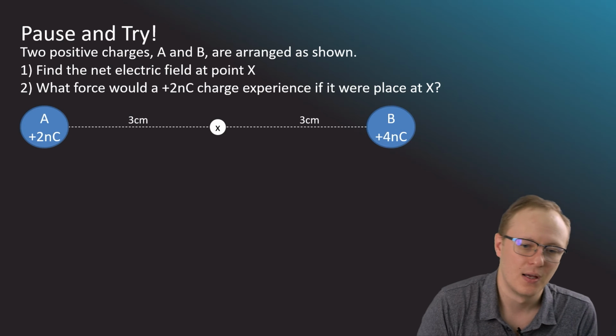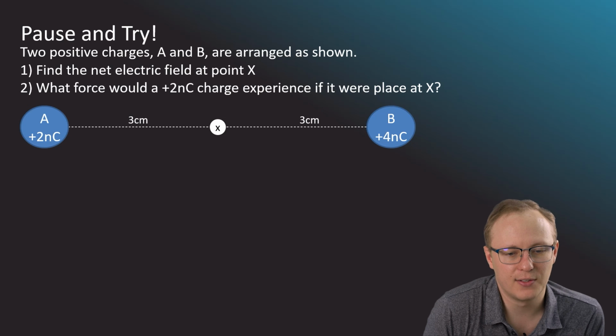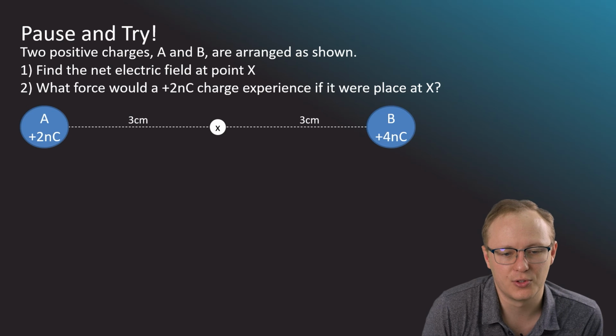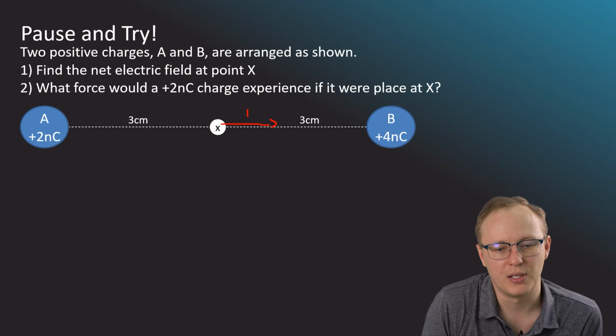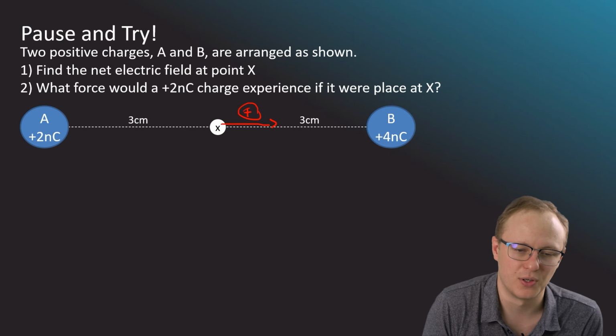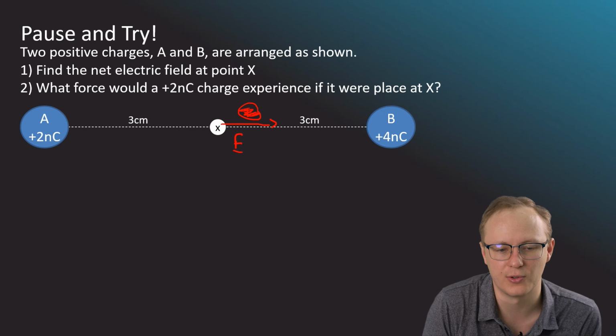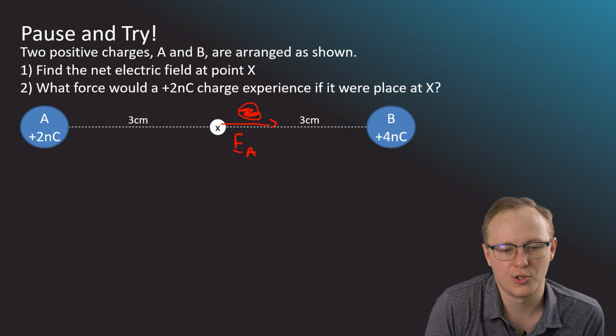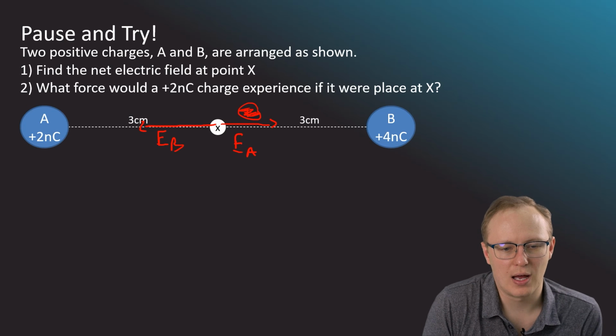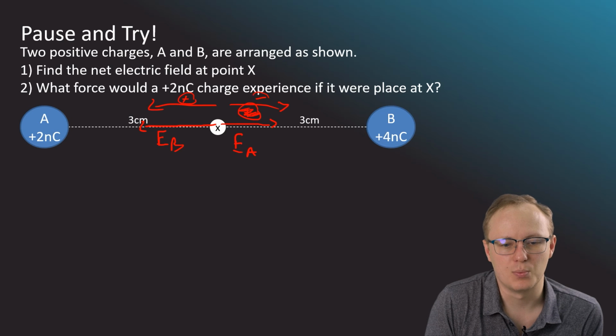Okay, so we're going to start and we're going to find the electric field at X due to A, right? So again, A is positive, so a positive charge at X would be repelled. So this would be the direction of the field due to A, right? And then B is also positive, so a positive charge here would be repelled by B. So that's going to be the electric field direction due to B. Right, so I'm going to take this direction as being positive and this direction as being negative.